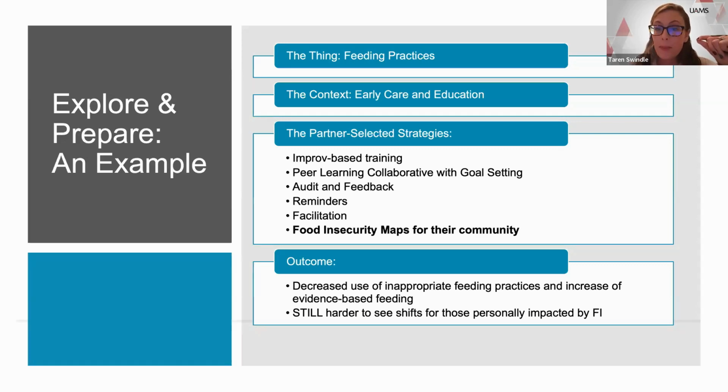We developed maps of community resources where teachers or the families they serve, we didn't ask or judge or track, we just distributed places where they could get access to food resources on a regular basis in their community. This package of strategies was able to lead to decreased use of inappropriate feeding practices and improved use of evidence-based ones, but it was still harder to see shifts among teachers who had been personally impacted by food insecurity.